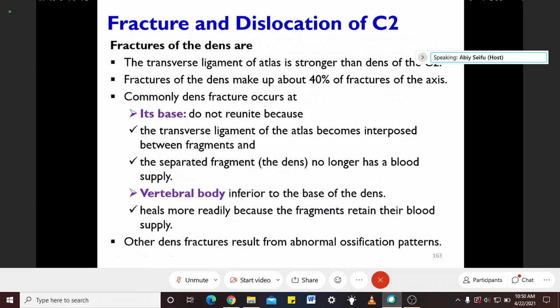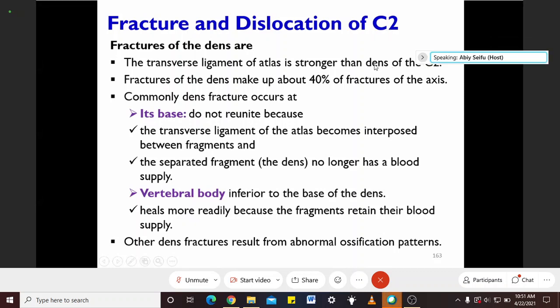Now the other fracture, still on the C2. A fracture may also occur on the dens, the odontoid process, which forms a pivot joint with C1. There is a ring-like structure formed posteriorly by the transverse ligament and anteriorly by the anterior arch of C1, and the odontoid process is inserted into that ring. But the transverse ligament is stronger than the odontoid process of C2.